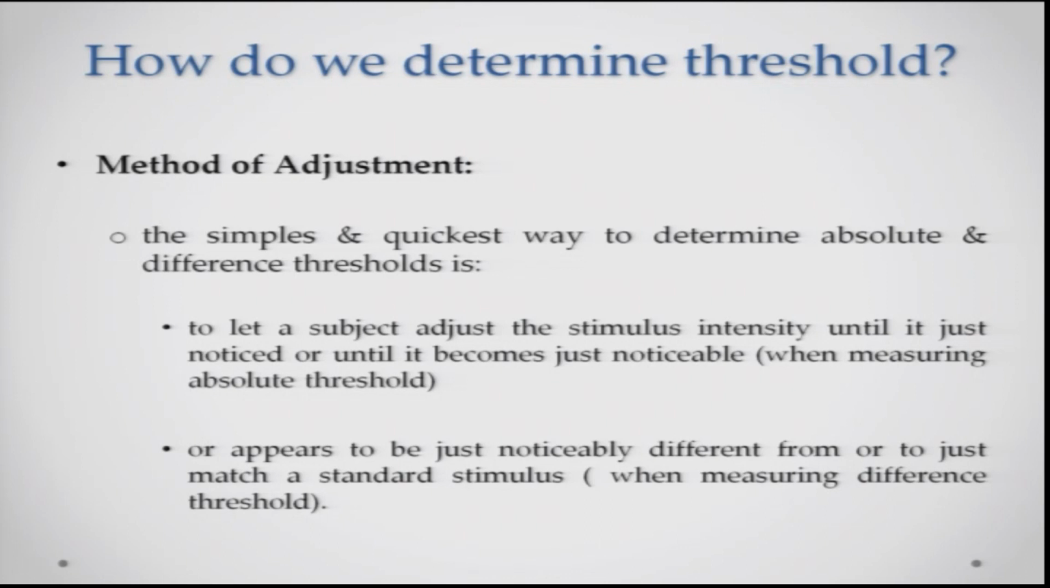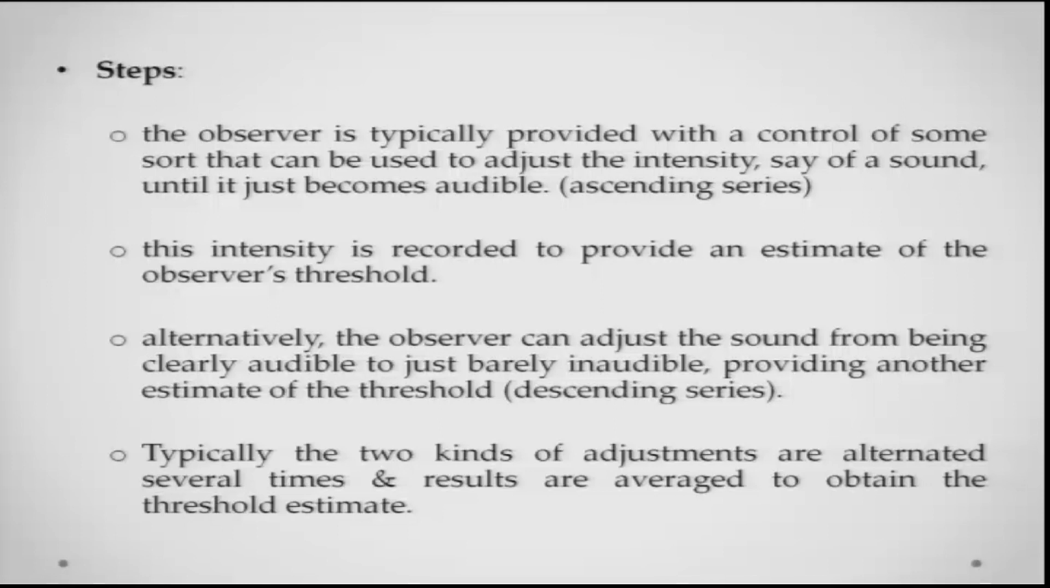How do you do it? Let us go into the steps. So the observer is typically provided a control of some sort, and that control can be used to adjust the sound, say for example, if you're talking about sound, until it becomes just audible. So the participant is changing the dial in small steps, and as soon as the participant reports, yes, I can hear it, you can stop and note down that value. You do this multiple times, and the average of this can be supposed to be your absolute threshold.